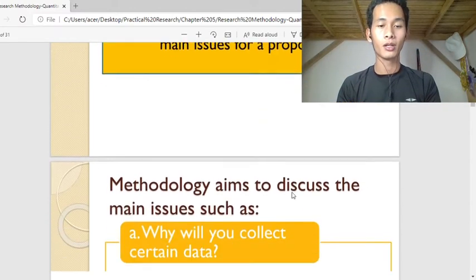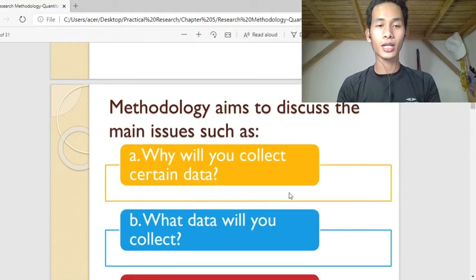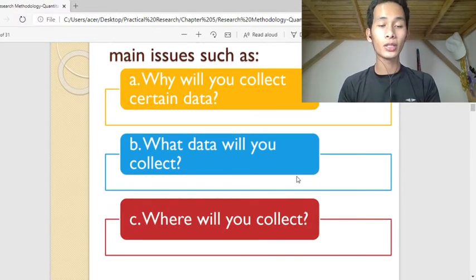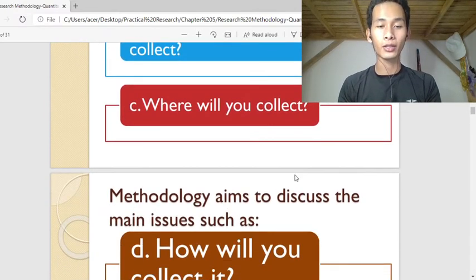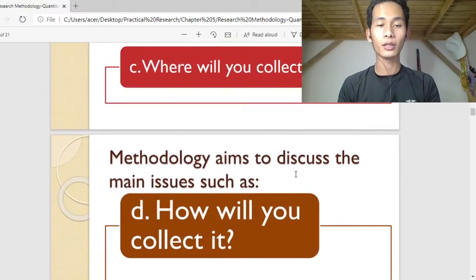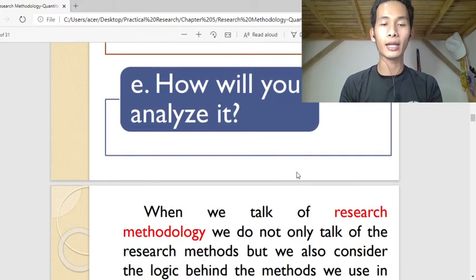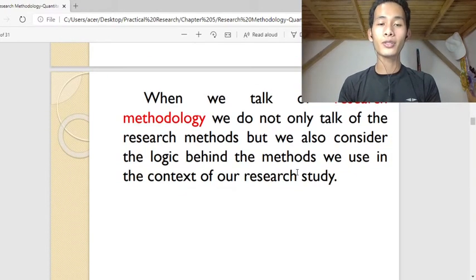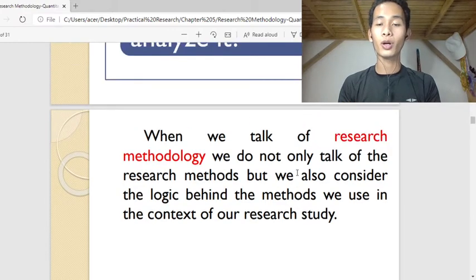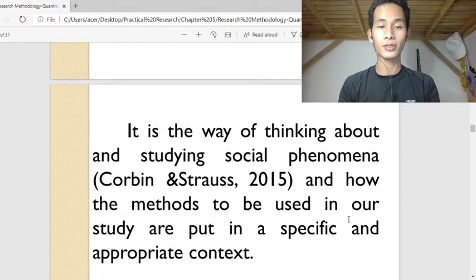Methodology aims to discuss main issues such as why will you collect certain data? What data will you collect? Where will you collect? Those are questions, di ba, wanted to answer or to discuss through methodology. How will you collect it and how will you analyze it? When we talk of research methodology, we do not talk of the research methods only, but we also consider the logic behind the methods we use in the context of our research study.